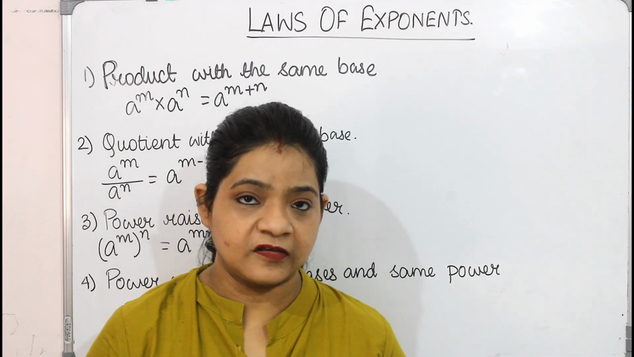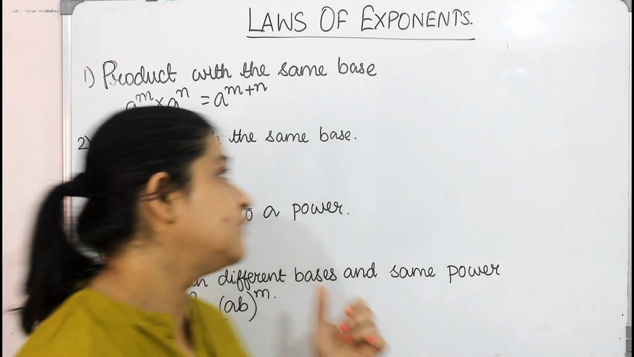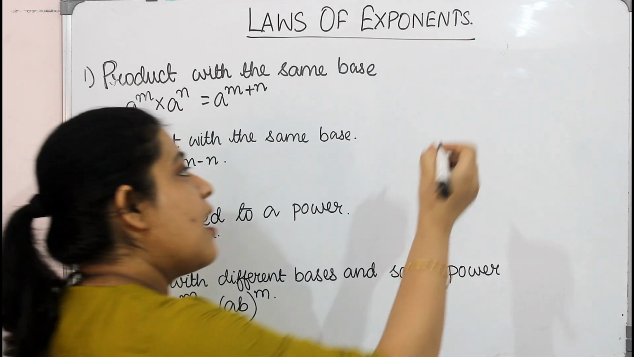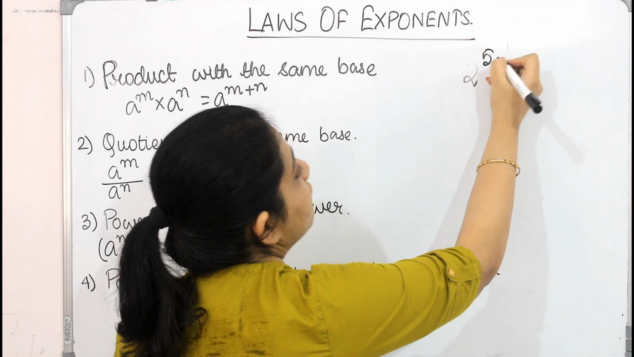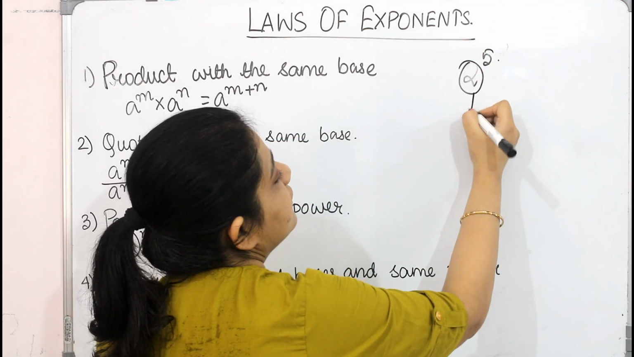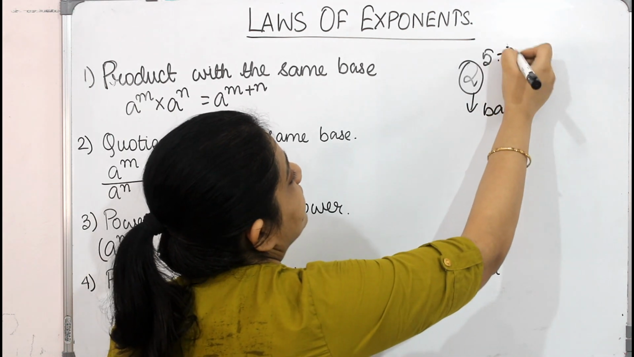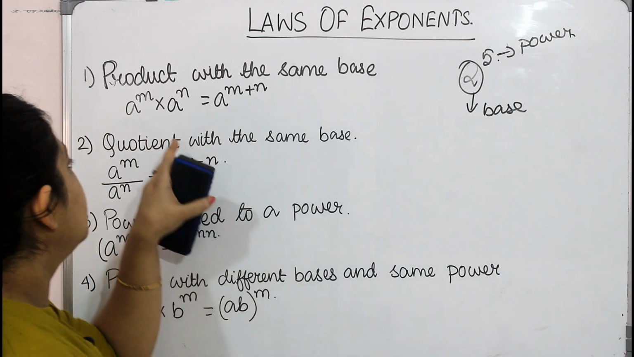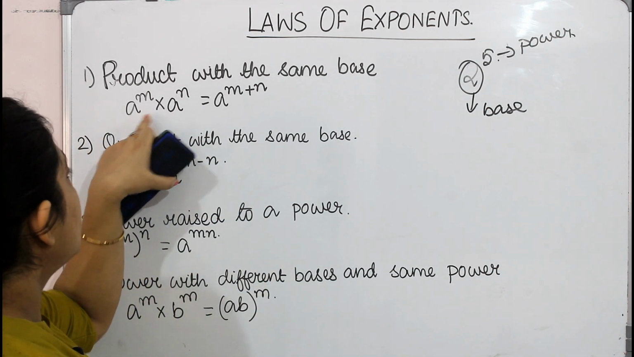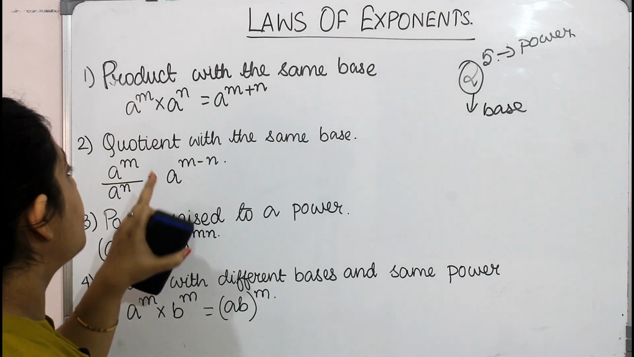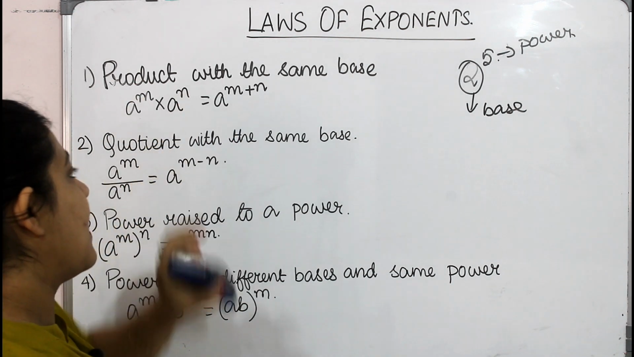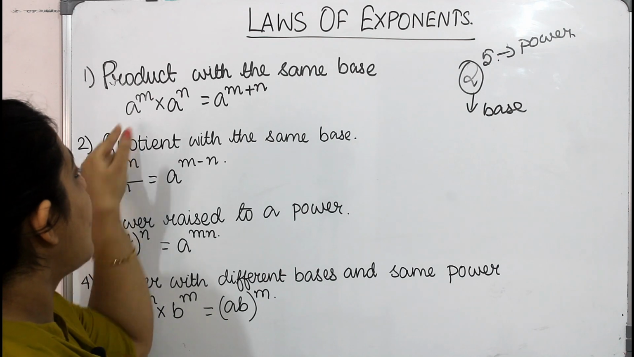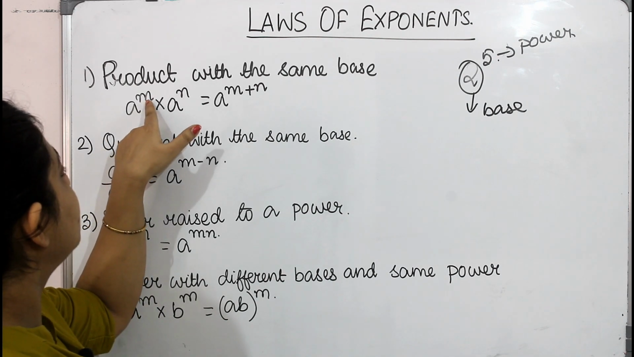There are 7 laws of exponents. The first 4 laws start with the first, which is the product with the same base. I have already told you that in 2 to the power of 5, 2 is considered the base and 5 is considered the power or exponent, whatever you name it. So here, in a to the power of m, a is the base and m is the power. Here also a is the base, n is the power.